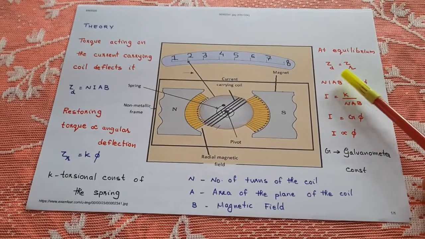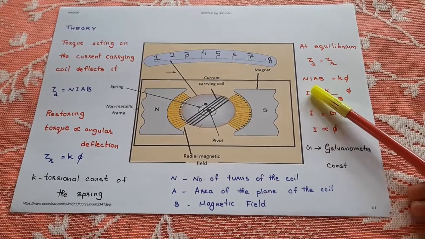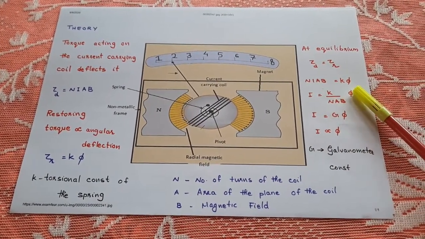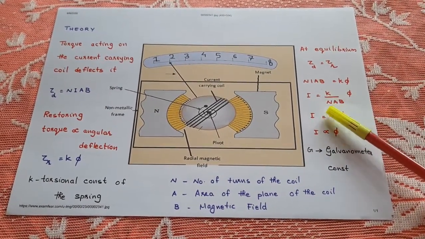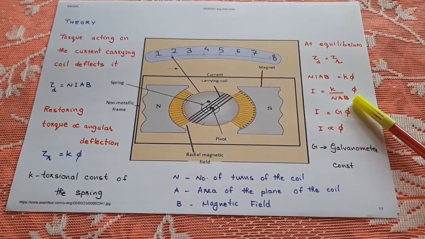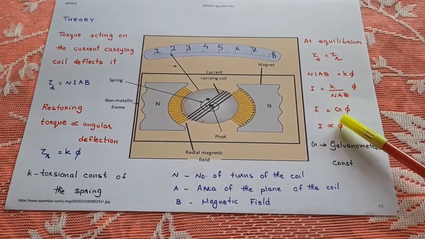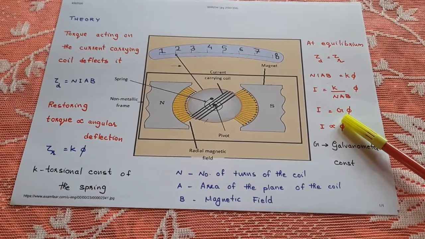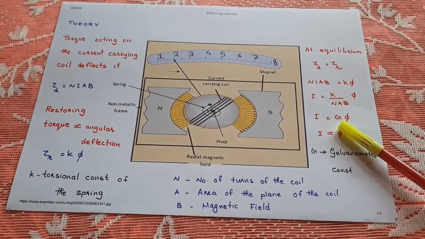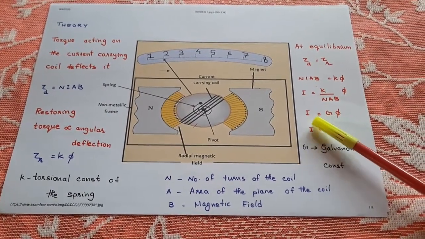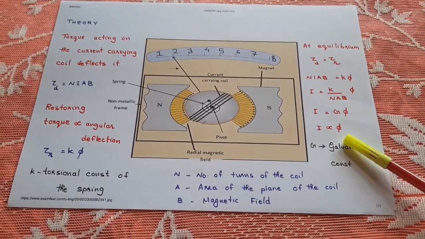At equilibrium, the deflecting torque is equal to restoring torque. So we can write NIAB is equal to K phi. Or the current through the galvanometer I is equal to K by NAB phi. K by NAB is a constant for a given galvanometer and is known as galvanometer constant G. It is also known as figure of merit of the galvanometer. So we can write I is equal to G phi or I proportional to phi.